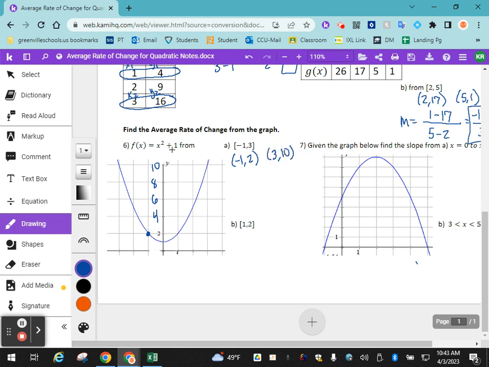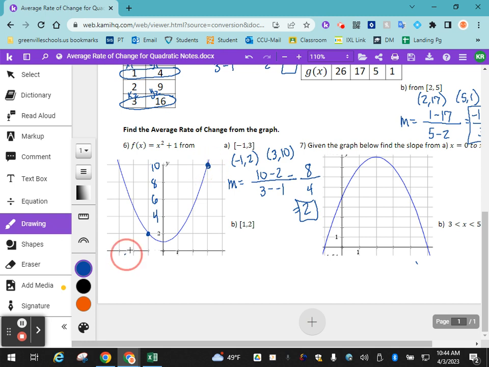If you're not sure, you can plug them into the equation. 3 squared is 9, plus 1 is my 10. Negative 1 squared is 1, plus 1 is 2. And then that's what we're using for the slope. So 10 minus 2 over 3 minus negative 1. So 8 over 4, which is 2. If it reduces, you have to reduce it. So the slope between these points is 2.